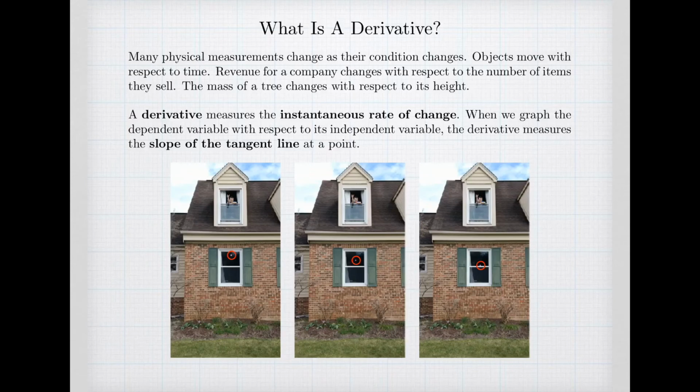A derivative measures the instantaneous rate of change. And when we graph the dependent variable with respect to the independent variable, the derivative corresponds to the slope of the tangent line at a given point.